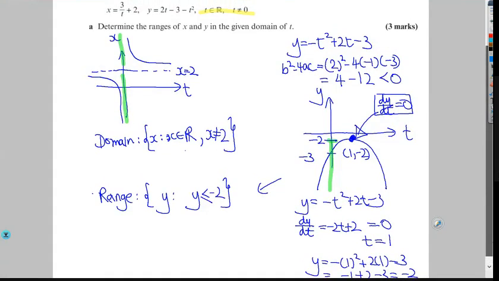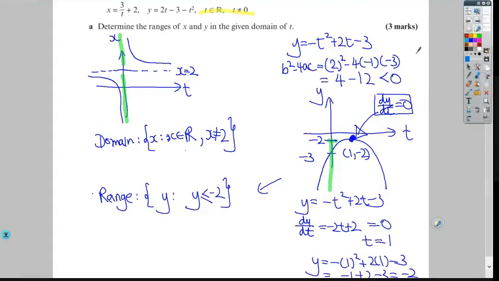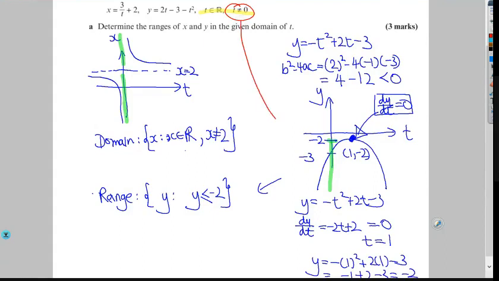of y, or the range of the Cartesian equation, will be anything which is less than minus 2. So I just need to finish that off with set notation: y such that y is less than or equal to minus 2. Okay, so that is how we can find the answer here.